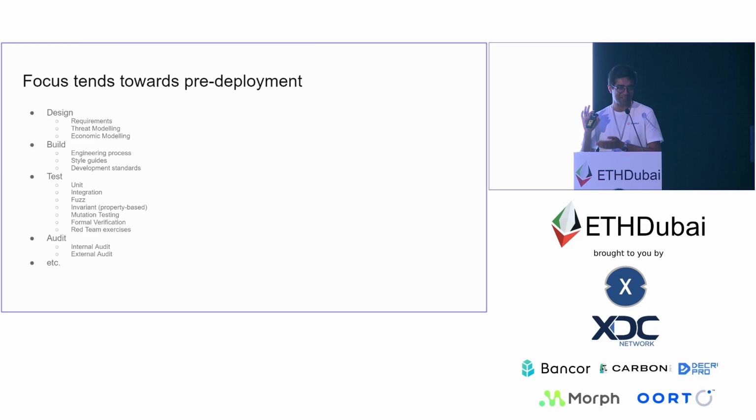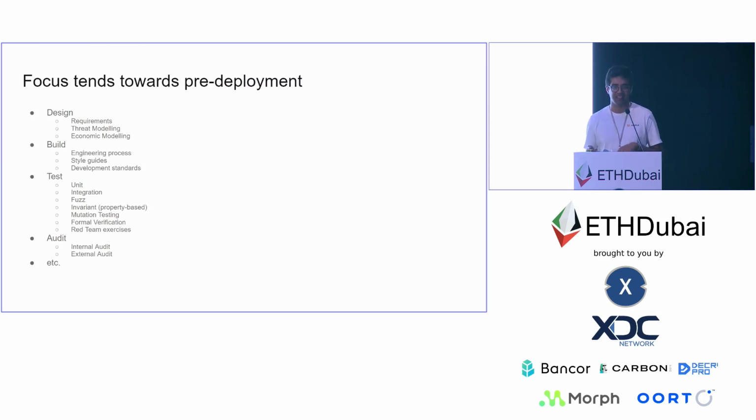It's your unit, your integration, your fuzz, your invariant, mutation testing, if you want to play around with stuff like Gambit, your formal verification, and red team exercises, which are good fun as well, when you get together on an offsite or something and just try to break your contracts. And then the most expensive bit is usually your audits. Internal audit on the team is usually fine, and then you've got your external audits.